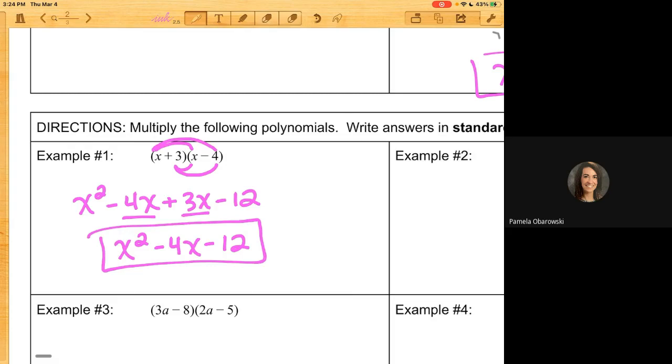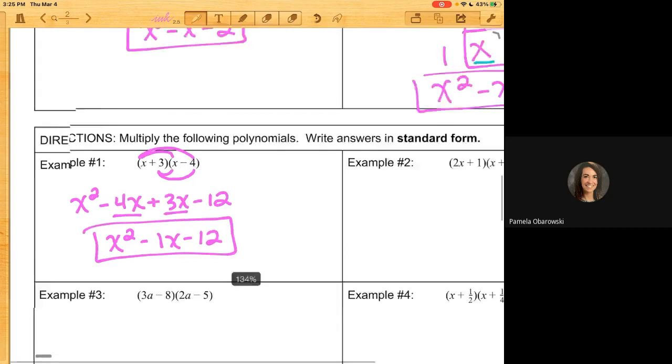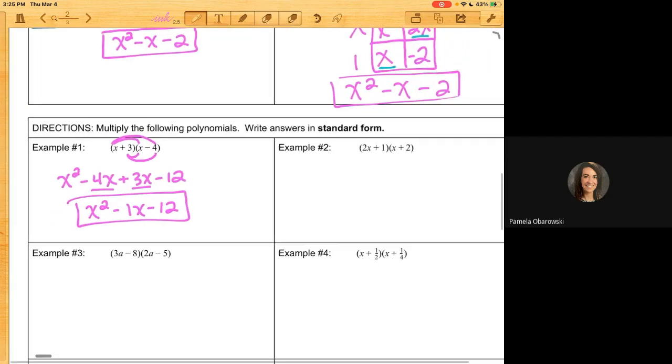Oops, I actually just made a mistake. As I looked back at that, I was like, what are you doing? It's minus 1x, y'all. Whoops, minus 4x plus 3, that's minus 1. Whoopsies. All right, so let's go to another one.